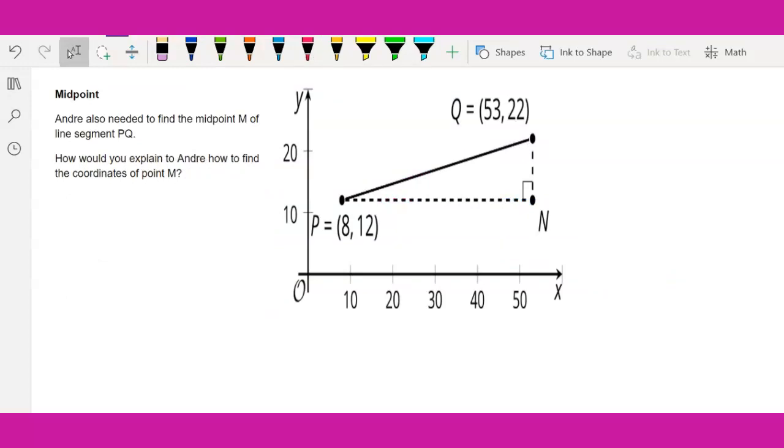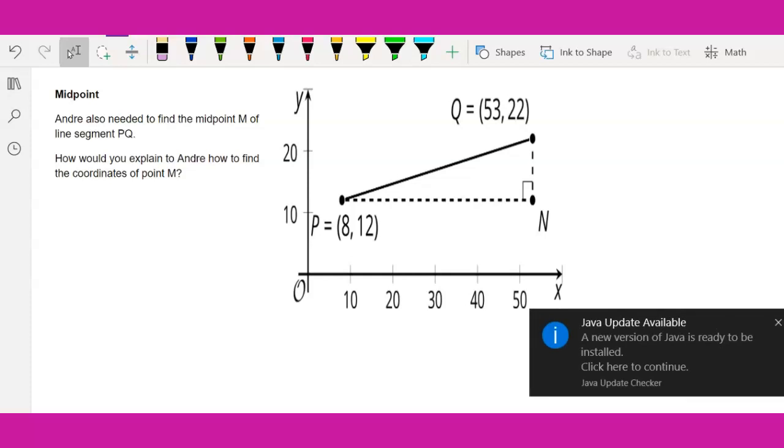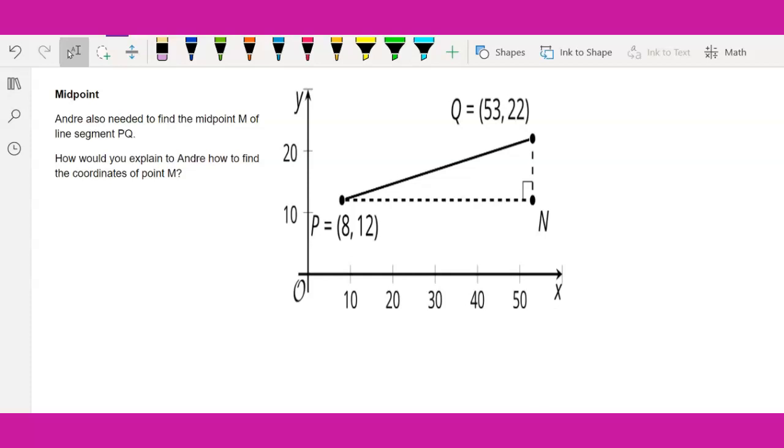Andre also needed to find the midpoint M of line segment PQ, meaning to find the coordinates of the midpoint M of line segment PQ. How would you explain to Andre how to find the coordinates of point M? So we know that the midpoint divides the line segment into two congruent segments. So you can approximately find the midpoint somewhere like there. That's going to be point M.